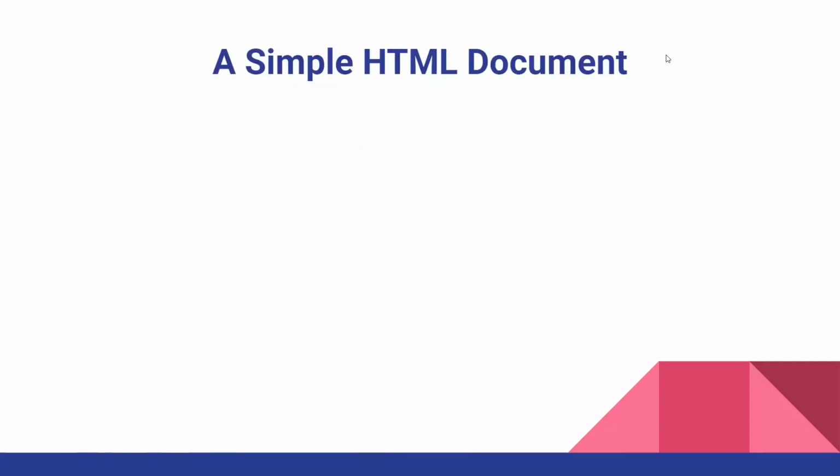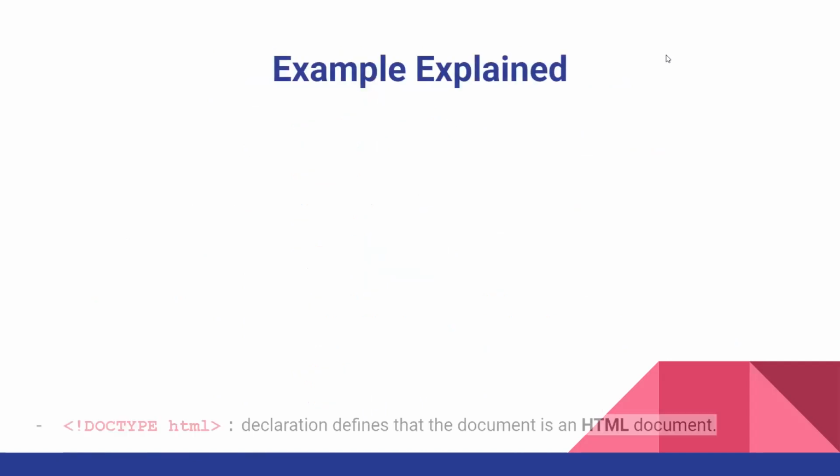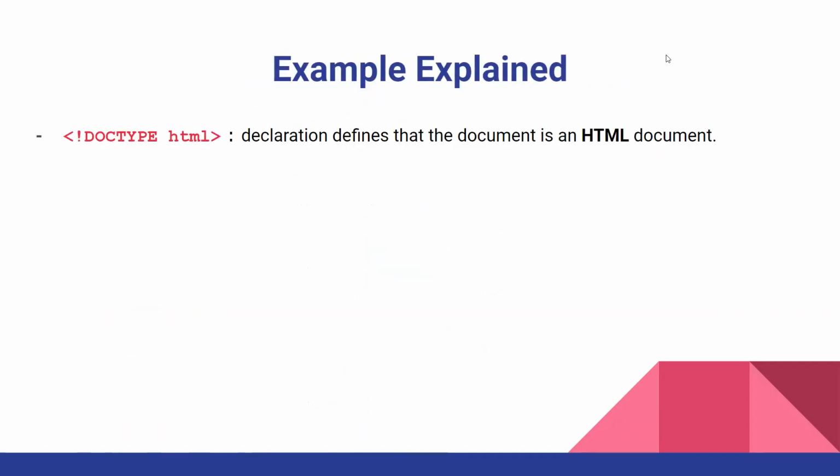A sample HTML document is right here, like this. The first line in this example is doctype HTML. What is it? This line is used to declare that the document is an HTML document, not in any other language.